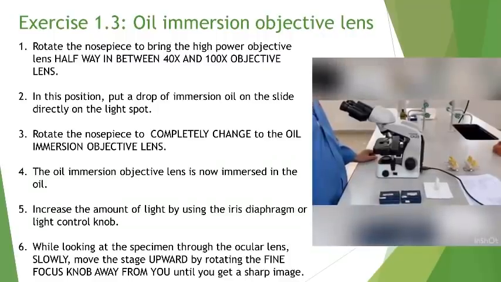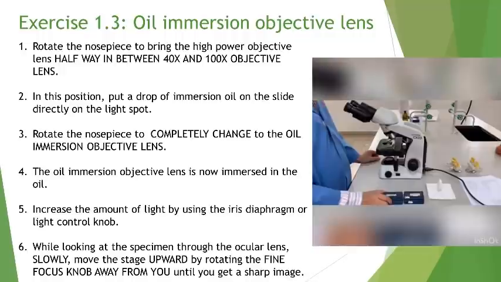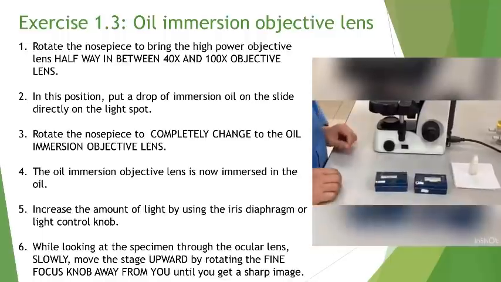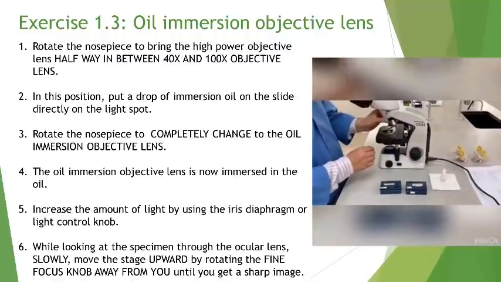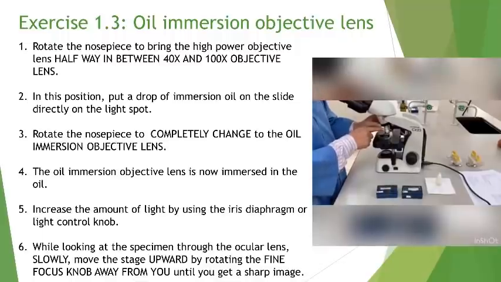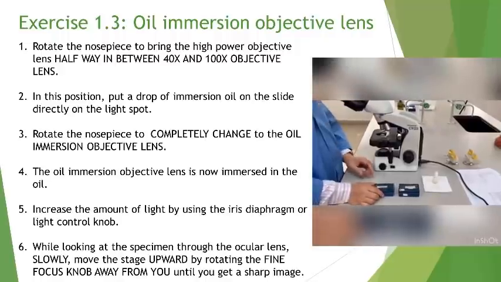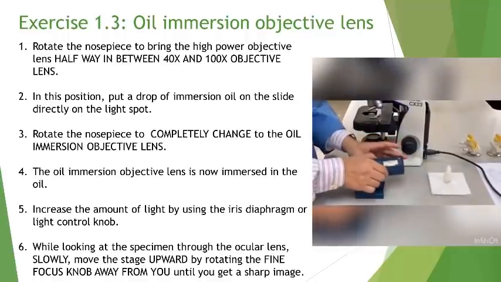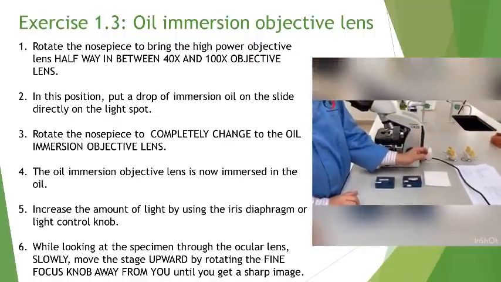To do exercise 1.3 or immersion objective lens, we are going to observe much smaller specimens like bacteria. So the apparatus include the compound light microscope, but this time around we are going to use the highest power of objective lens, that is the 100 times objective lens. The specimens prepared for us today are Escherichia coli and Staphylococcus aureus, and we also use the immersion oil for this technique.